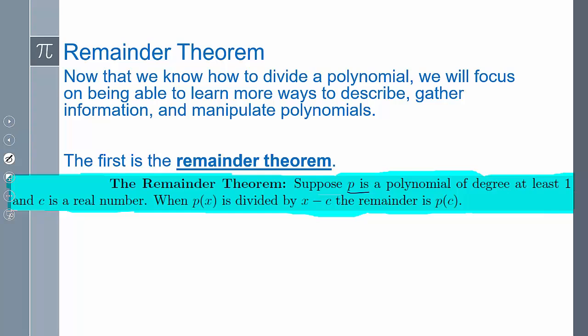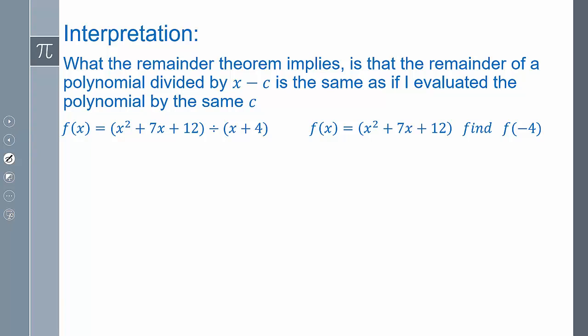is a real number. When you divide that polynomial by a linear factor of x minus c, the remainder is the same as if you just plugged in that value c. So if you divide by x minus c, or you plug in c, the remainder is going to be the same. And we're going to evaluate that here in this next example.